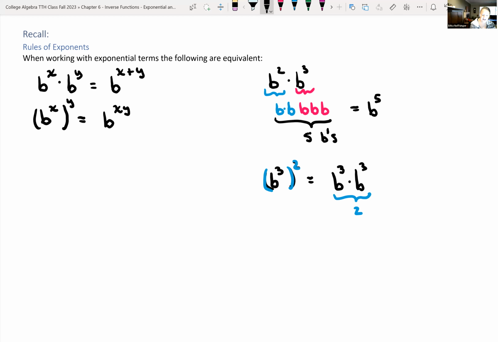And then if we use the rule above, b cubed, that's 3 b's multiplied by itself. And b cubed is 3 b's. So if we sum those, that gives us b to the 6. And 3 times 2 is 6.